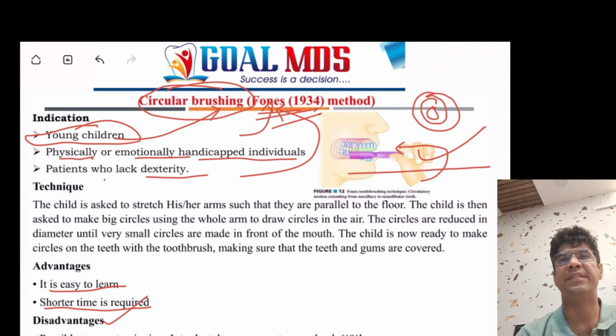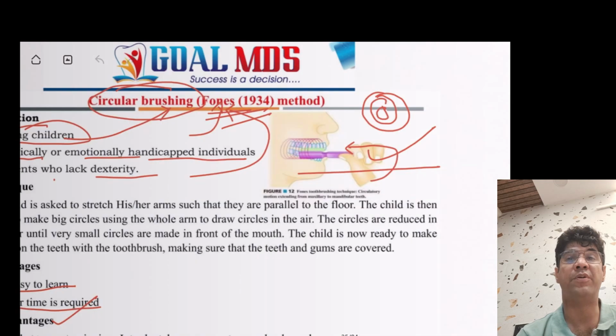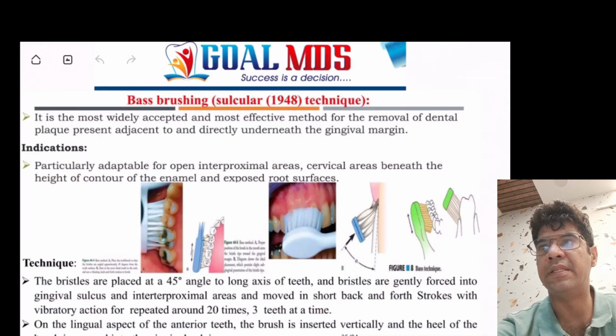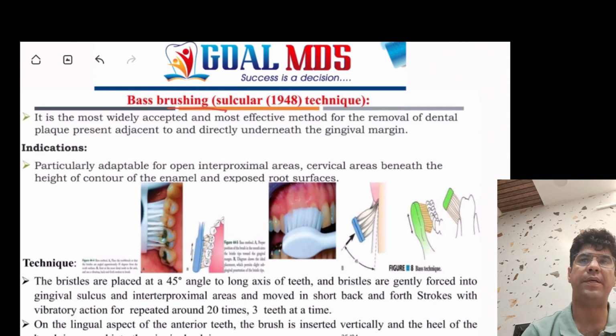This technique is easy to learn, and a shorter time is required. The disadvantage is that there could be possible trauma to the gingiva. The interdental areas are not cleaned properly.